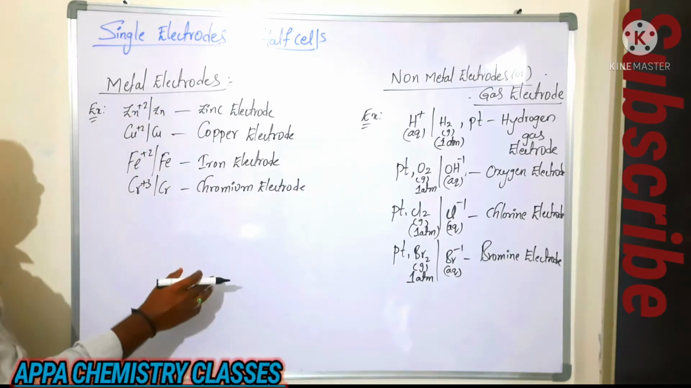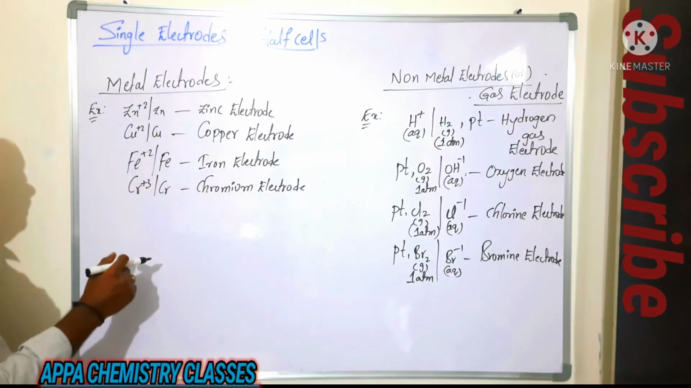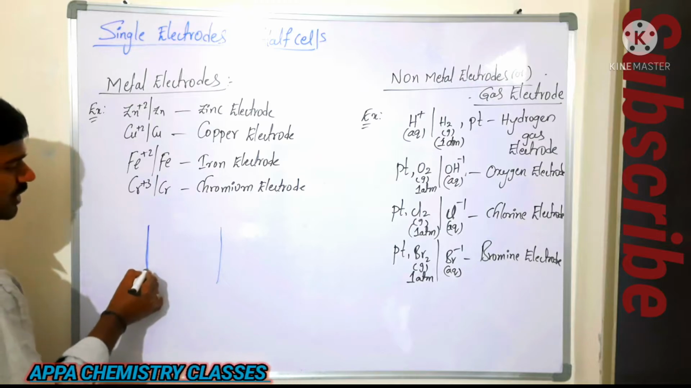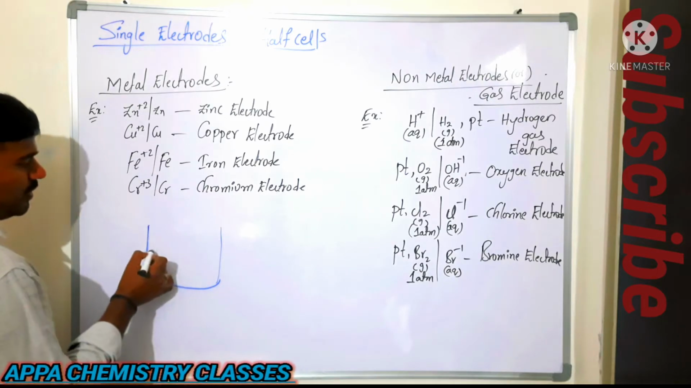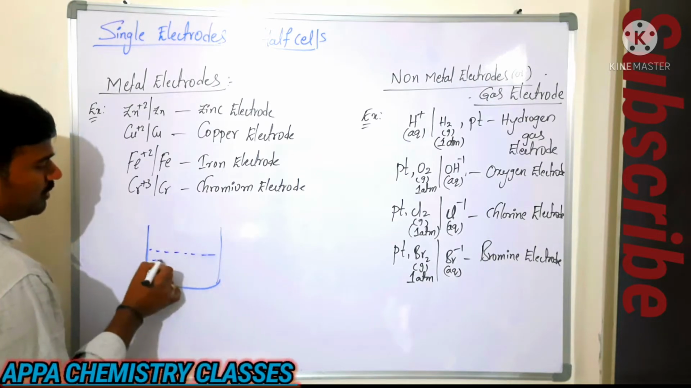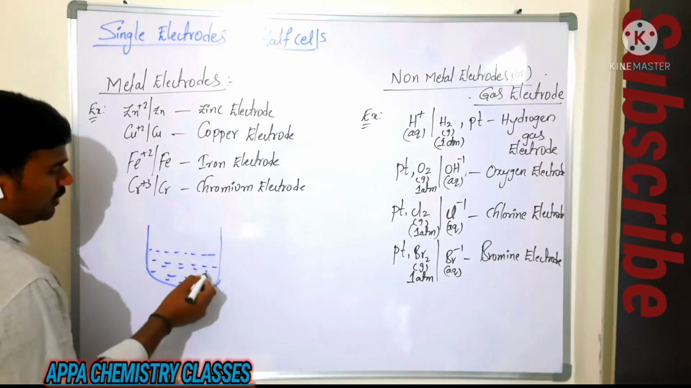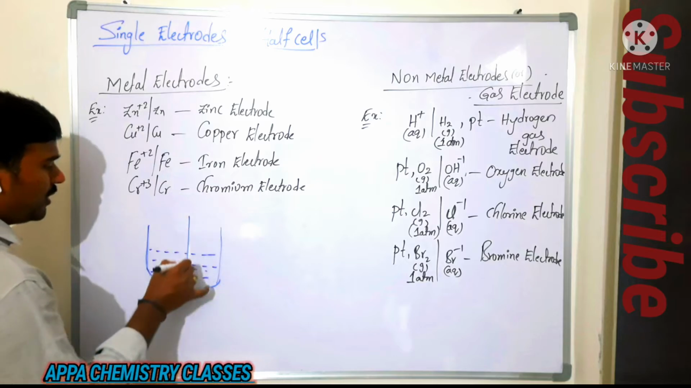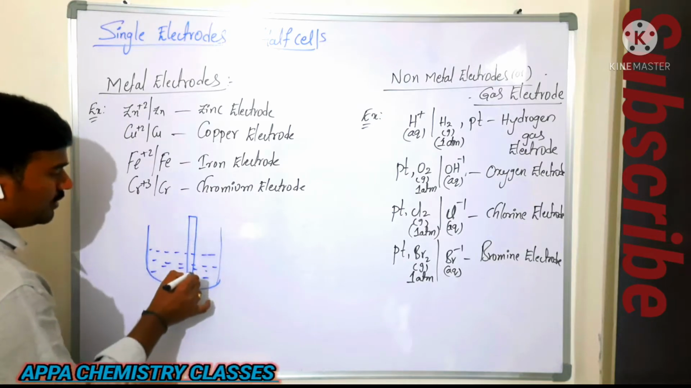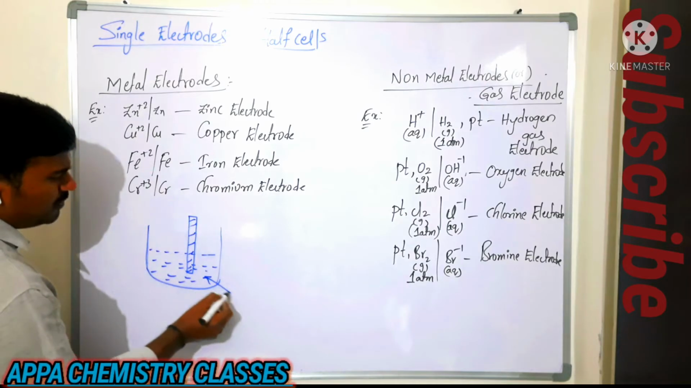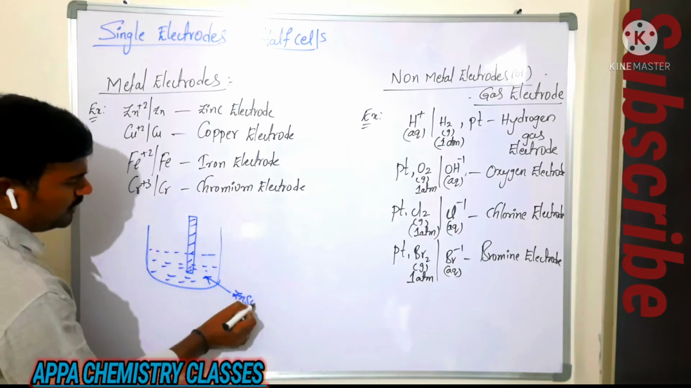Now you see here metal electrodes. What is meant by metal electrode here? Now we are taking one electrolytic cell. In this electrolytic cell I am taking one electrolyte. In this electrolyte, whichever electrolyte you are taking, the respective metal you have to take. Say for example, you are taking zinc sulfate solution.